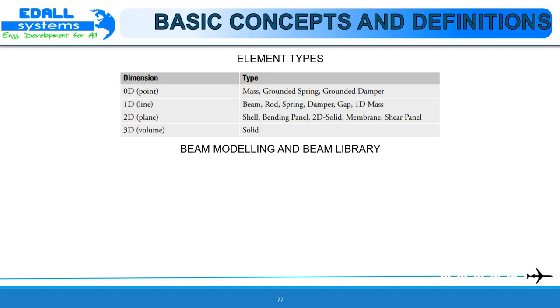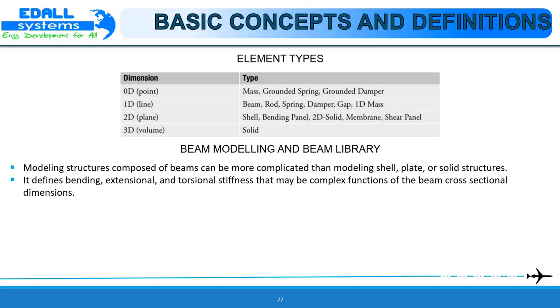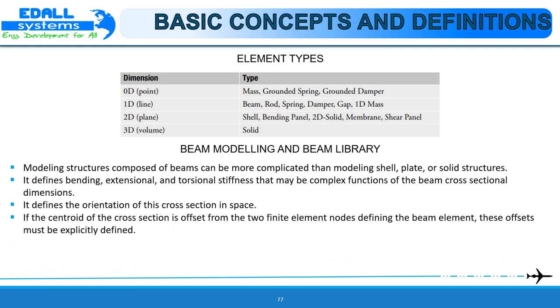Beam modeling, beam library. Modeling structures composed of beams can be more complicated than modeling shell, plate or solid structures. First, it is necessary to define the beam extensional and torsional stiffness and bending stiffness, which make complex the function of the beam across a sectional dimension. Then it is necessary to define the orientation of this cross section in space. Finally, the centroid of this cross section is offset from the two finite element nodes defining the beam element. These offsets must be explicitly defined. Fortunately, Patran provides a number of tools to simplify these aspects of modeling.